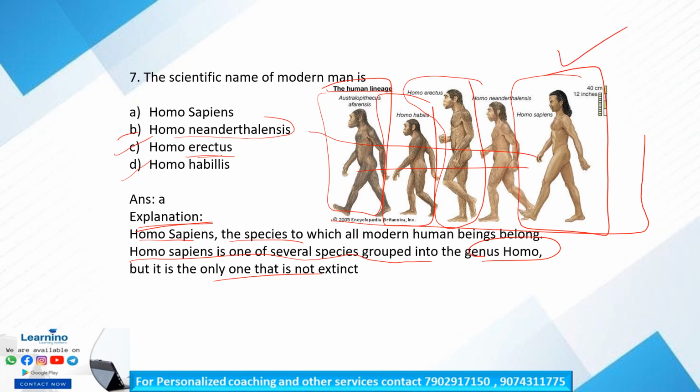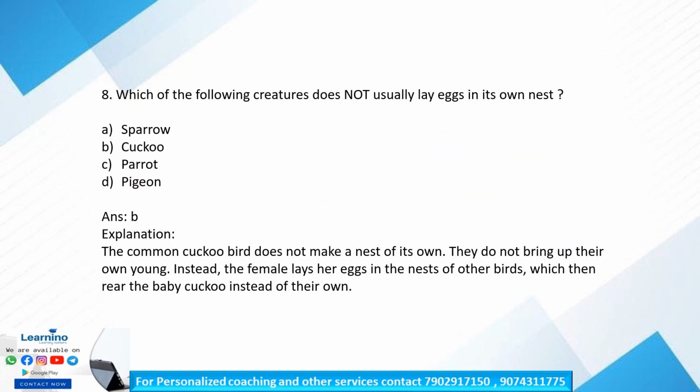Clear? So we will move to the next question, question number 8. Which of the following creatures does not usually lay eggs in its own nest? The options are sparrow, cuckoo, parrot, and pigeon. In this option, cuckoo is the only bird that does not usually lay eggs in its own nest. The common cuckoo does not make a nest by its own. They do not bring up their own young. Instead, the female lays her eggs in the nest of other birds, which then rear the baby cuckoo instead of their own. So cuckoo is the only creature that does not usually lay eggs in its own nest.